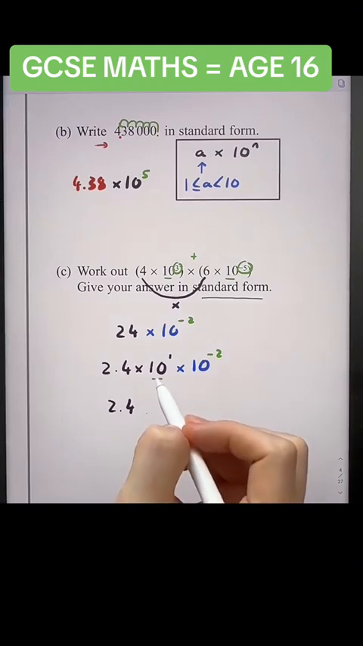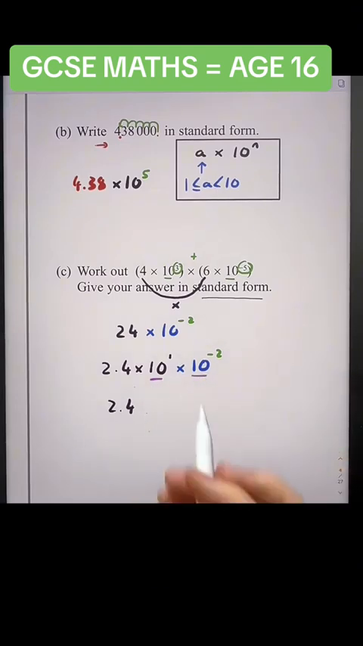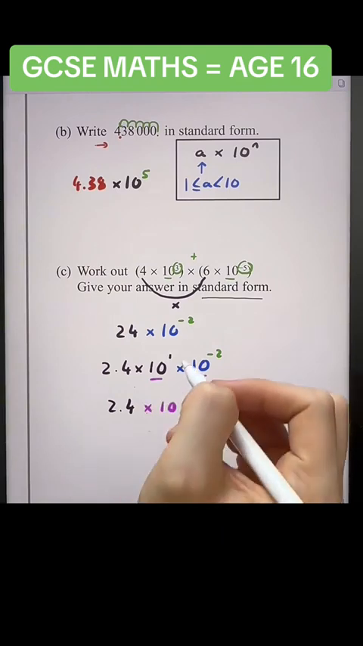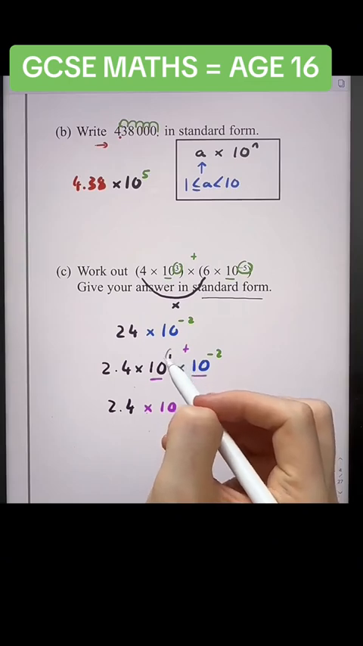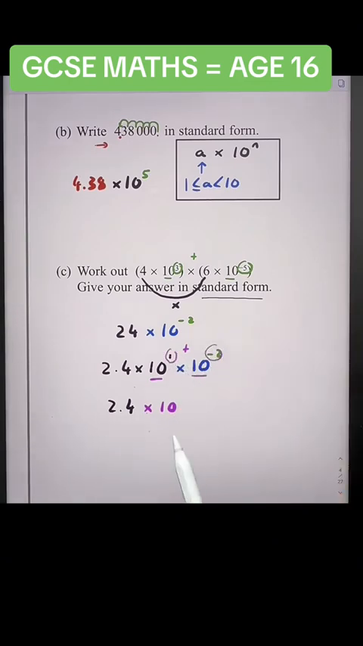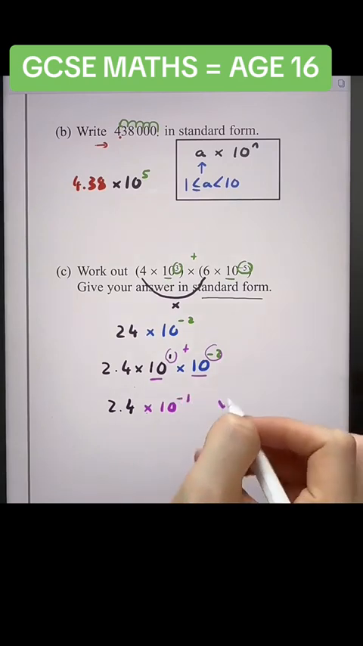Leaving the 2.4 alone and simplifying my powers of 10, I know my laws of indices. We're multiplying and we've got the same base, so we keep the base the same, and multiplying means we add the powers. Well, 1 add negative 2. Again, if you're adding a negative number, that's the same as subtracting a number. So 1 subtract 2 gives us negative 1.